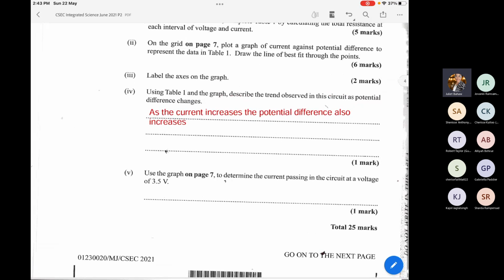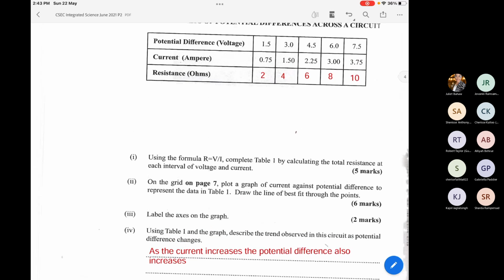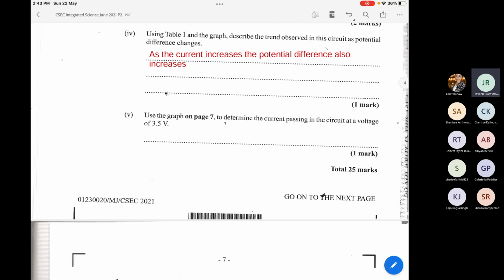So who got that answer out? Anyone plot the graph? Miss, I got it to be 1.8. 1.8, and what is the unit? Ampere. Ampere. Make sure and put your unit. All right. And make sure you draw your line in the graph to show your working.